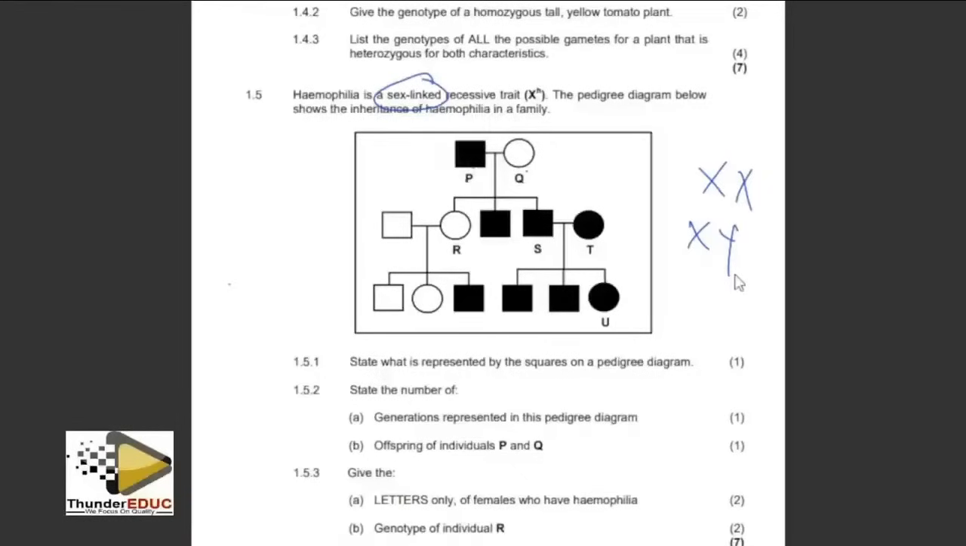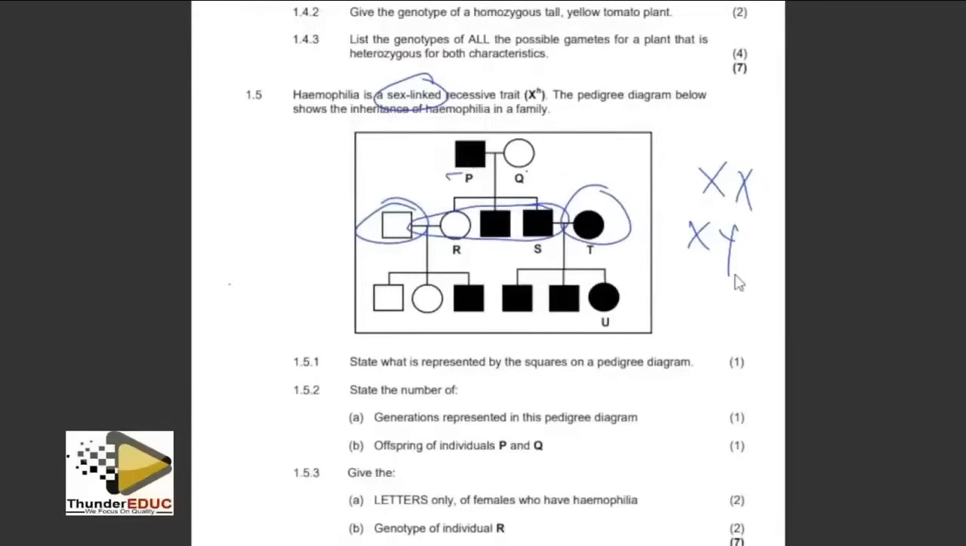All right. How many kids are produced by P and Q? It's 1, 2, 3, 4, 5. I know many people are going to say that. It's not. They are not 5. This one is an intruder. This one got married. So there are only 3 kids.